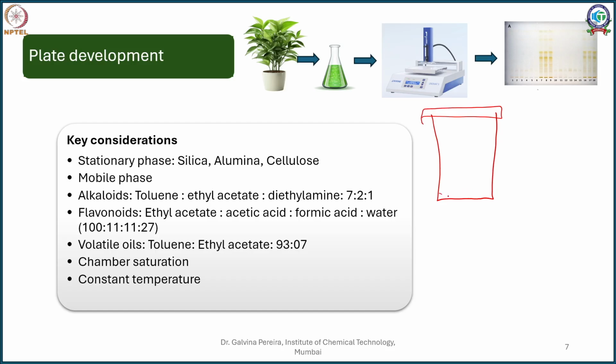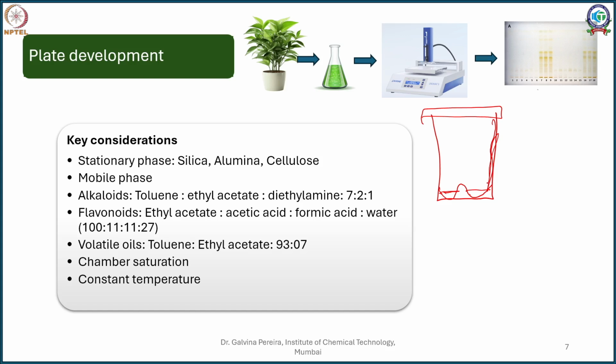In some cases you have a single trough. In some cases you might have something like this, called a twin trough, wherein you can save or store the solvent in a particular layer as well. Generally they are equilibrated, and in order to achieve chamber saturation, your filter paper is applied.